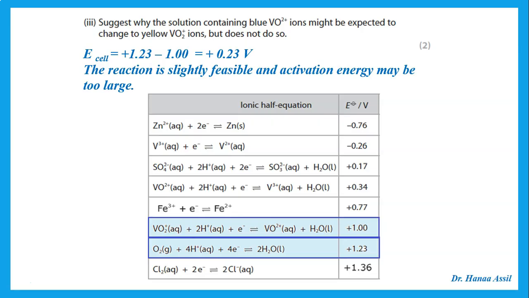But if he says that it does not happen, then that means the activation energy is too large. Remember, if the E cell is positive, it should be feasible. If it does not actually occur, that means the activation energy was too large.